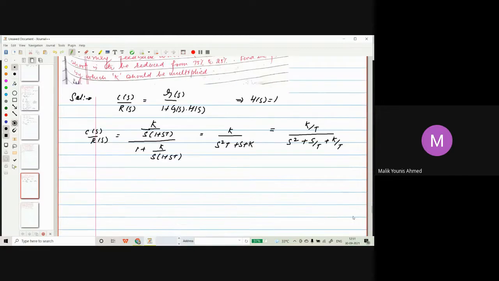Now I am going to compare this. This is the equation number 1 which I have got. I am going to compare this equation to second order general. I am not going to write that now. That everybody knows.